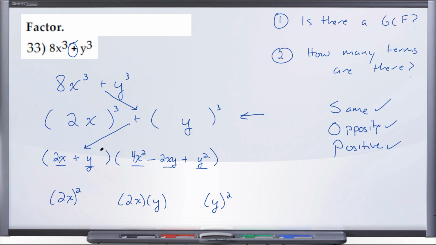All right, and then as soon as you fill your signs in, you now have your final answer. So in this case, we have the binomial 2x plus y times the trinomial 4x squared minus 2xy plus y squared. All right, if you're not used to this particular method of factoring cubes and you have another way, go for it. If you like this way, that's awesome. Go ahead and use it. I think it's the easiest way, but again, to each his own. Whatever you need to do to get to the right answer is what you should be doing.